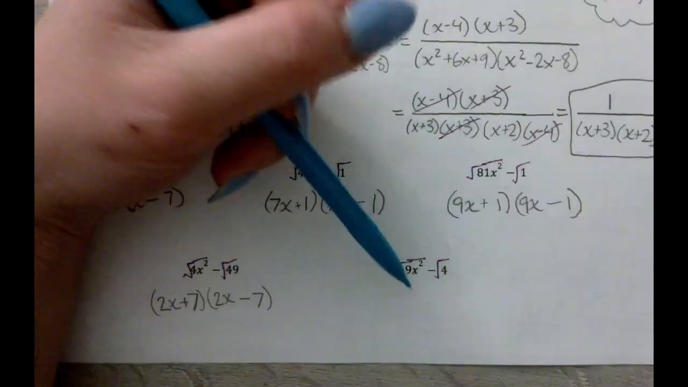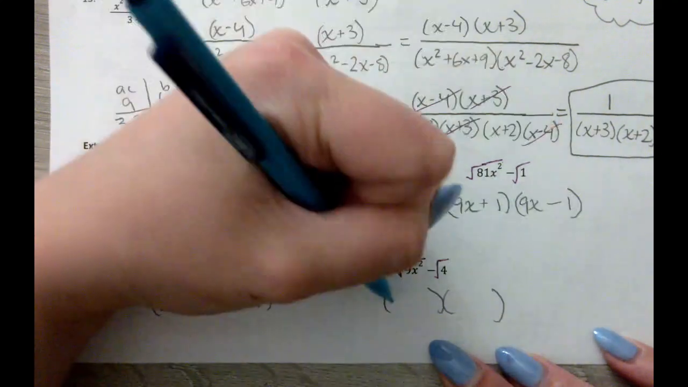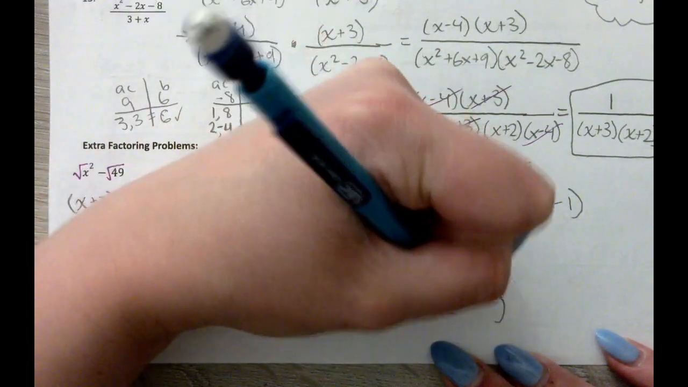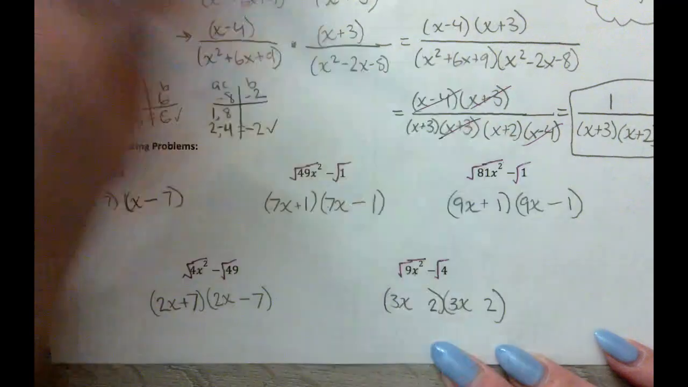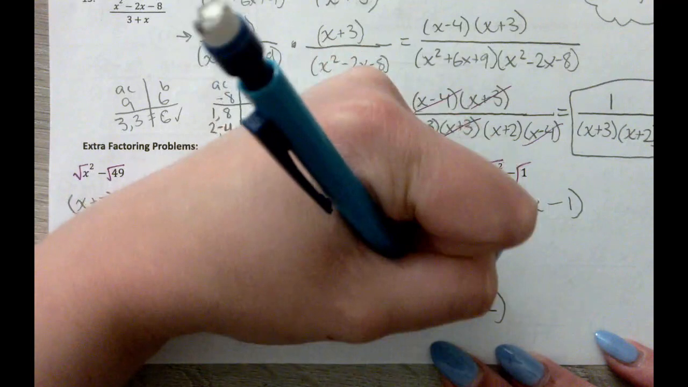1 more. 9x squared minus 4. Square root of 9 is 3. Square root of x squared is x. So 3x in the front. Square root of 4 is 2. 1 gets a plus, the other gets a minus.